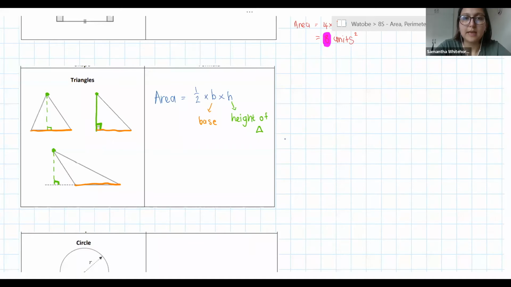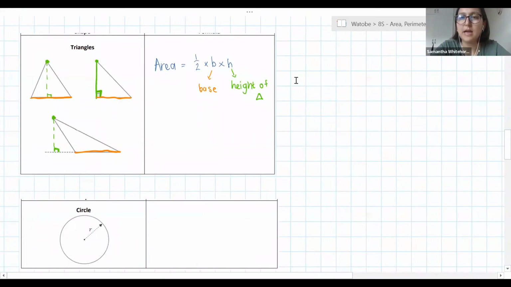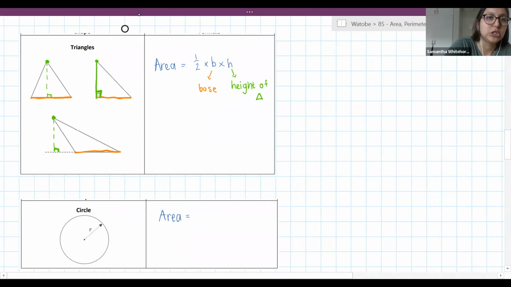Right. Can anyone tell me how to work out the area of a circle? You can pop it in the chat. You can raise your hand, up to you. How do we work out the area of a circle? Felisa, tell us. Ma'am, we say 2 times, what is it? I forgot the name. Pi times radius. Okay, so 2, hang on. Just do it like this.